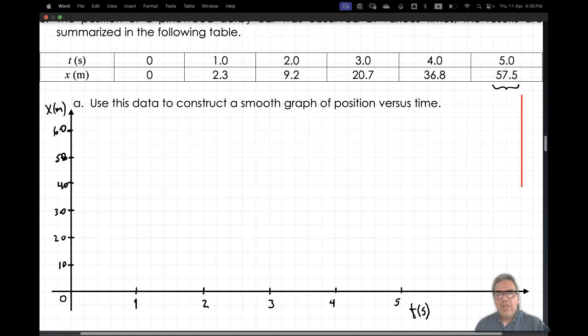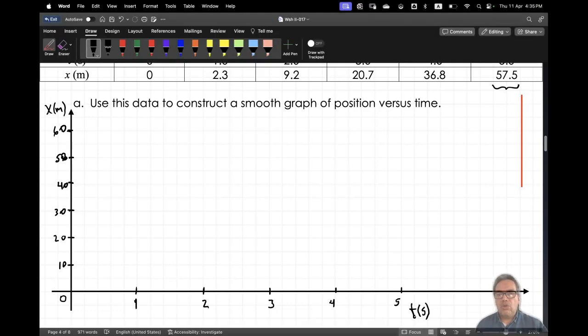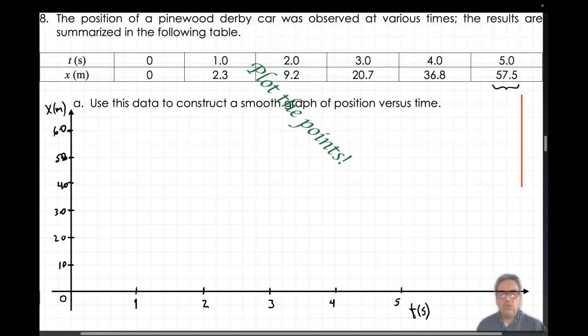Now, of course, to construct the graph means to first plot the data. What do we mean by plot the data? You actually take each of the ordered pairs and you mark them with a dot. So your first dot is 0, 0. Second dot, 1, 2.3, which is about here. 2, 9.2, approximately here.